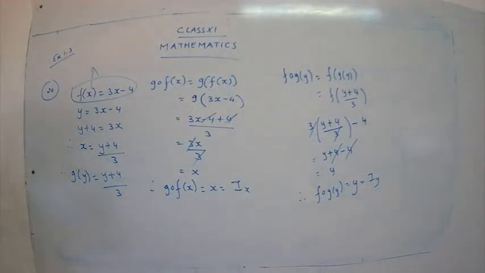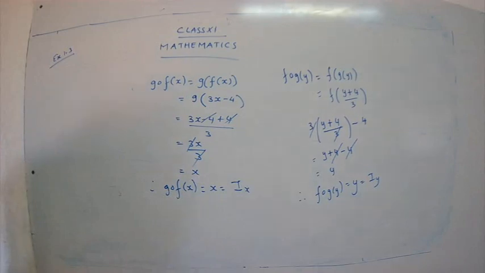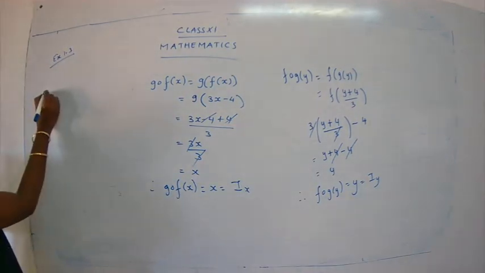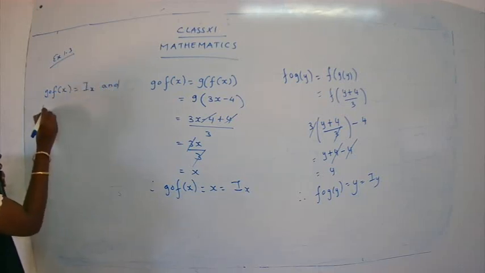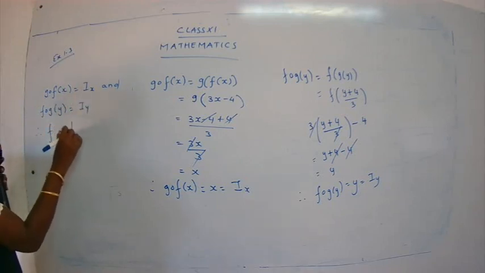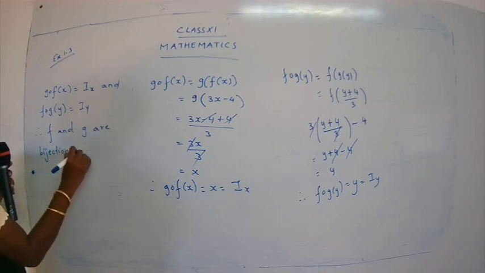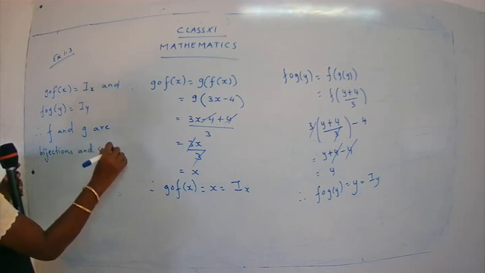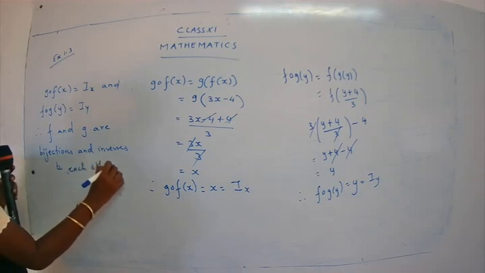Okay. So now what is the next thing you're going to write down? You have to write down the statements here. So write down: G O F X is equal to I x and F O G Y is equal to I y. Therefore, f and g are bijections and inverses to each other.